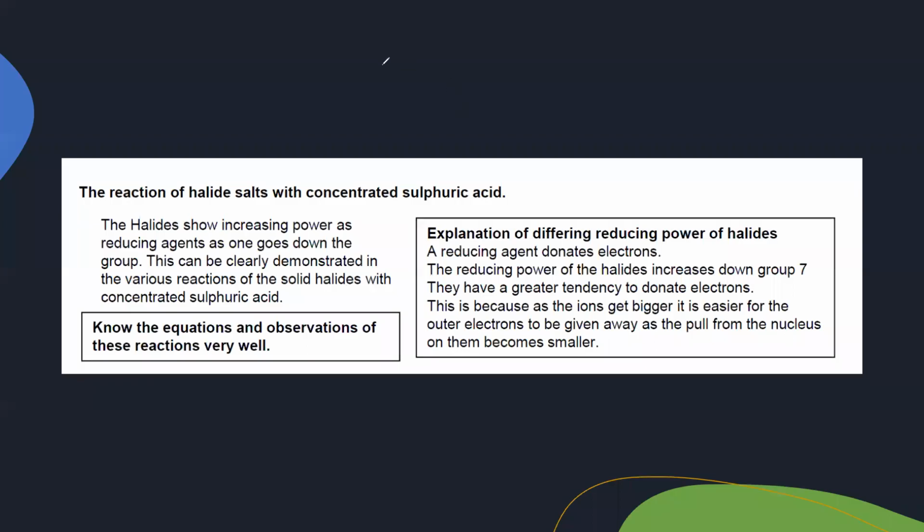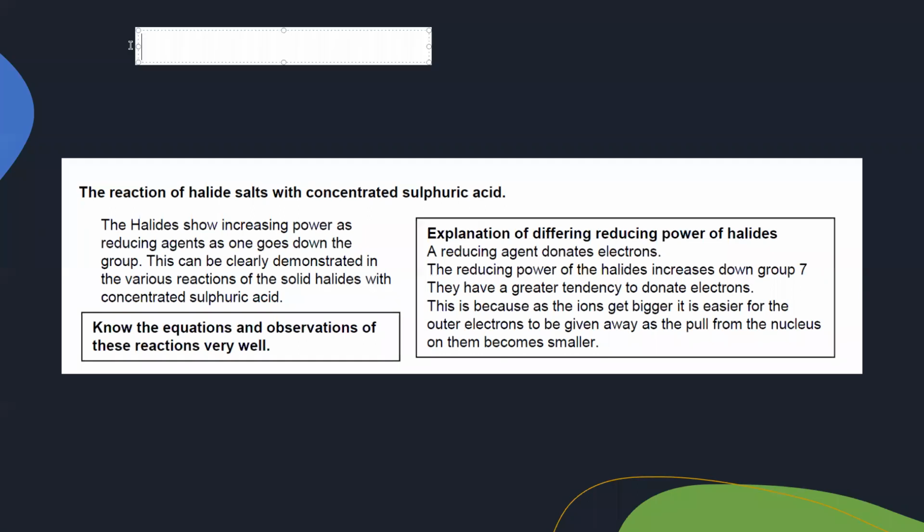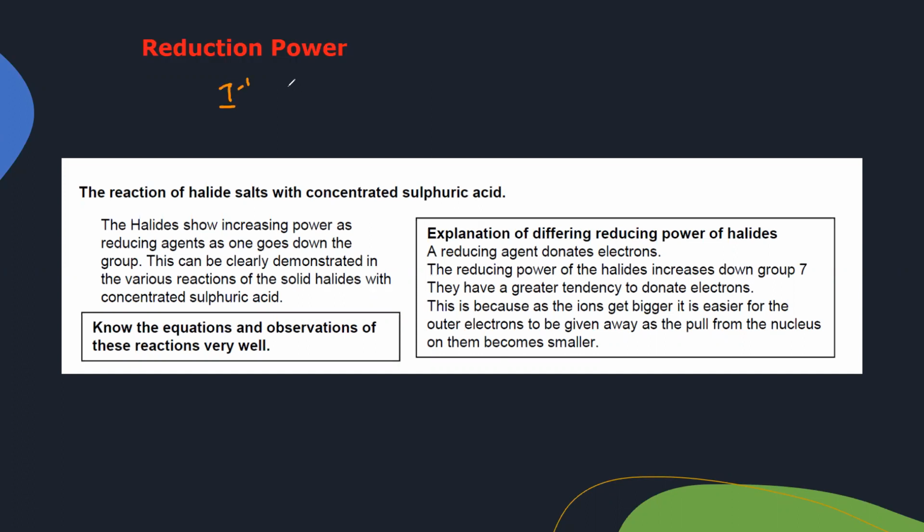So comparing the reduction power, this is an experiment which can be used to compare the reduction power of these ions. As we know, in terms of ions, the reduction power of iodide ion is more than bromide. Bromide ion is greater than chloride, and chloride is better than fluoride.